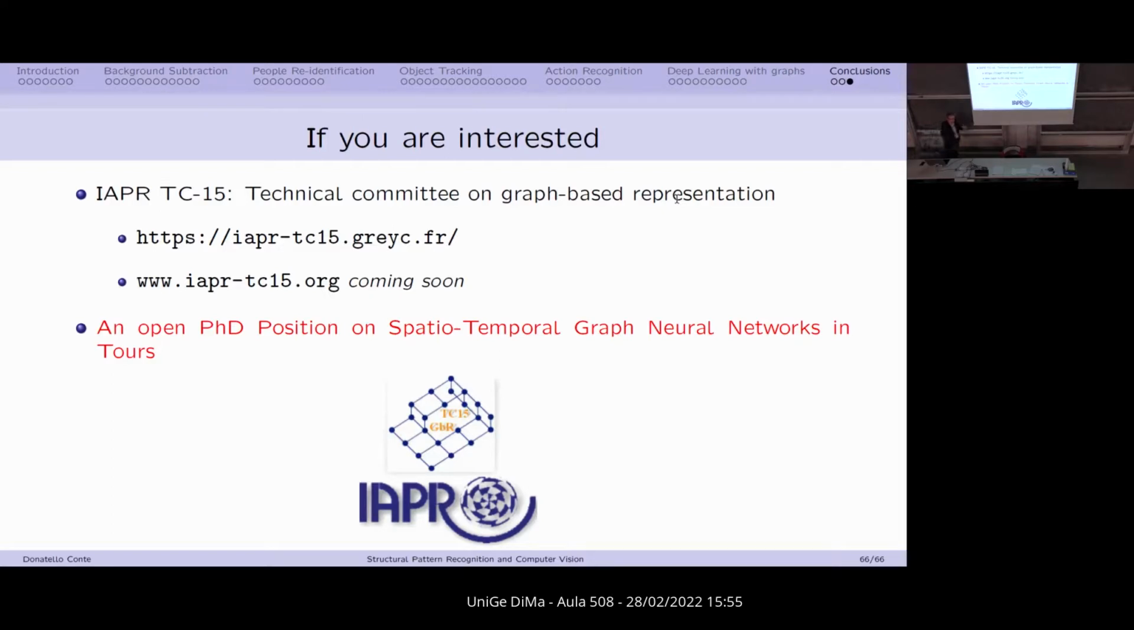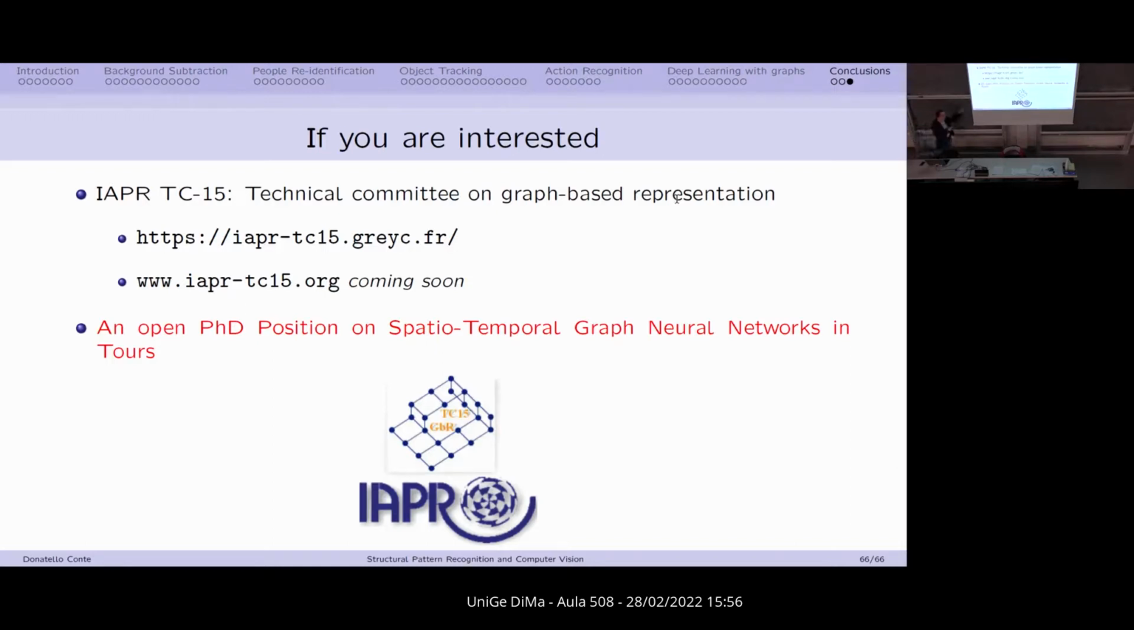And there is much news about this. In particular, we have a biannual workshop on this kind of topic, graph-based representation. The next workshop will be in Italy, in Salerno. So it's simple to go. You will have a call for papers soon, and you can submit some papers. The workshop will be in 2023.